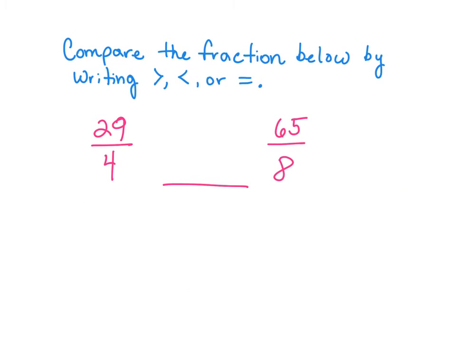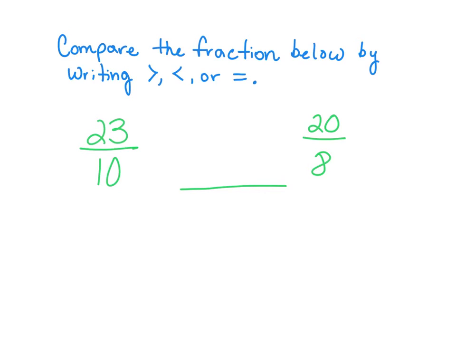Okay, using that number line that you created, compare 29/4 and 65/8. Just look at that number line and see where they're plotted on the number line, and then you can figure out who's greater, less than, or equal to. And of course, I want to see your work tomorrow. Compare the fraction below by greater, less than, or equal to. 23/10 is greater than, less than, or equal to 28. All right, so let's try to break these down by finding the wholes in these and comparing them that way. And I want to see your work tomorrow.